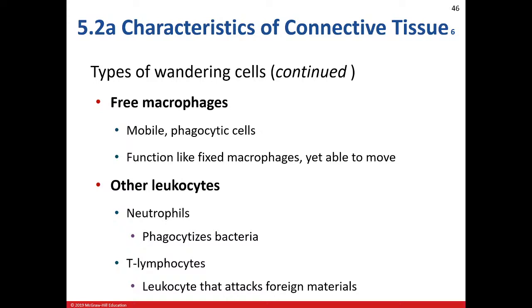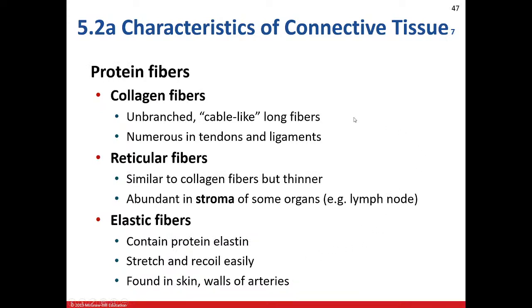So for wandering cells, you can have free macrophages. These are phagocytic cells. In other words, these are cells that eat bacteria, eat pathogens. They engulf them and bring them in and digest them. And then for other leukocytes, other white blood cells, we have neutrophils and T lymphocytes. Neutrophils also phagocytize bacteria. They also eat bacteria. And then the T lymphocytes attack foreign looking materials, things that don't look like they belong in the body.